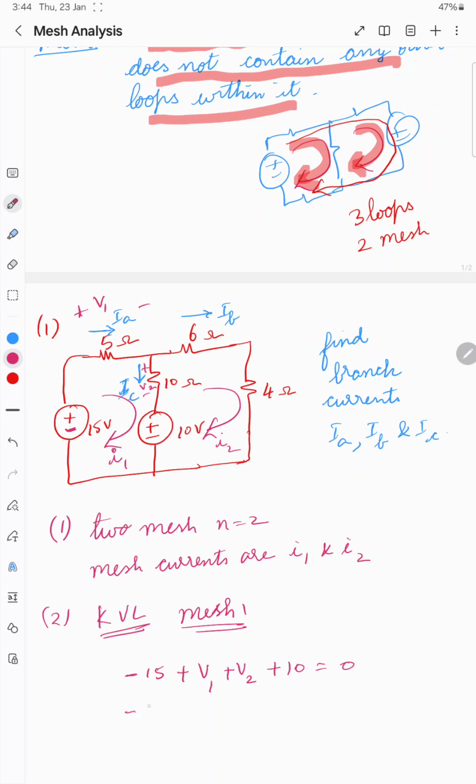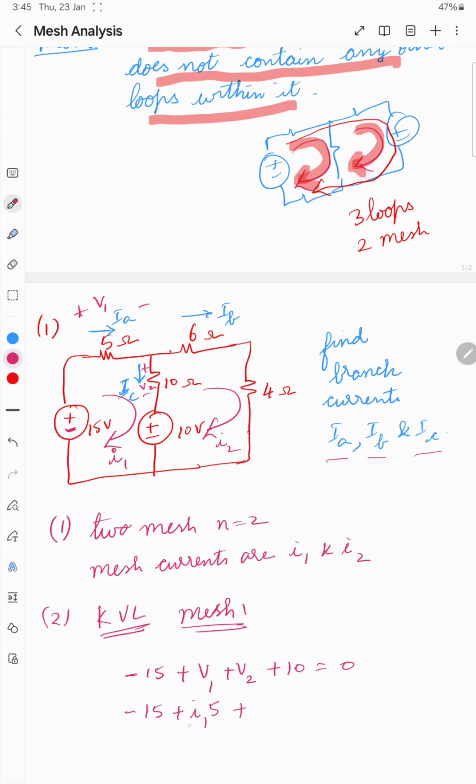Now write the voltage in terms of current. What is V1? That is the voltage across 5 ohms. What is the current flowing through 5 ohms? It is I1. Our objective is to find IA, IB and IC, but using mesh analysis we will find the mesh currents I1 and I2. Later we will find the branch currents IA, IB and IC. So V1 is I1 multiplied by the resistance 5.